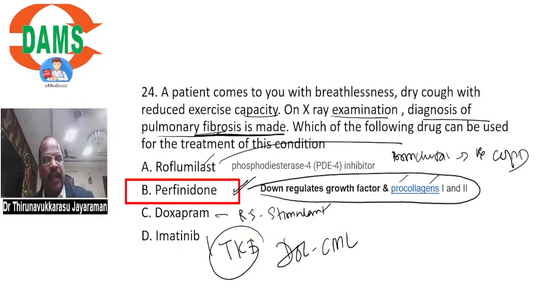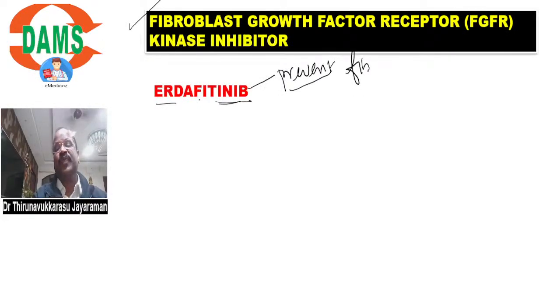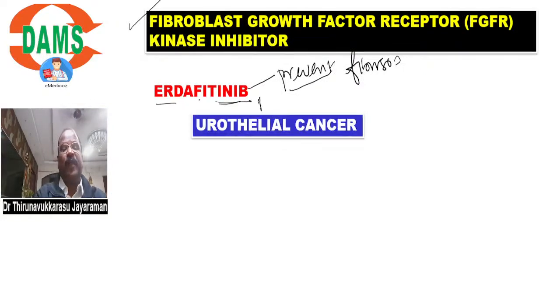Okay. And finally, related to this, I'll do one more point. We have one new drug called erdafitinib. It is a small molecule tyrosine kinase blocker targeting fibroblast growth factor receptor kinase. Because of targeting fibroblast growth factor, it prevents fibrosis. It is also useful for treatment of lung fibrosis. In fact, it is useful for treatment of urothelial cancer also, but has anti-fibroblast activity.